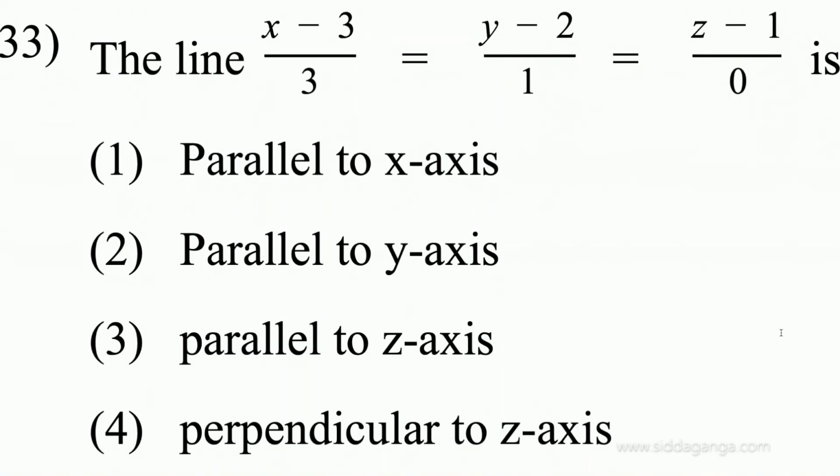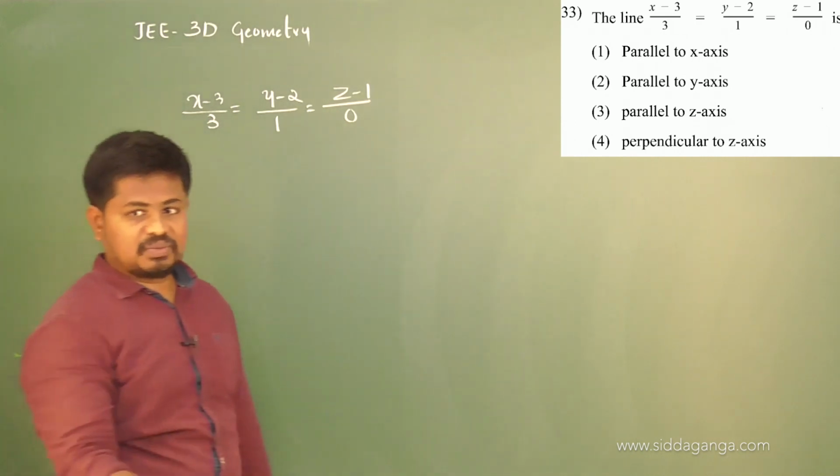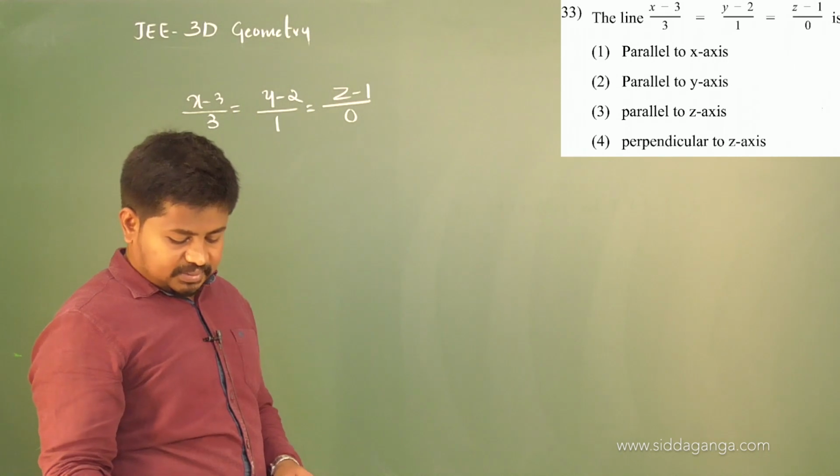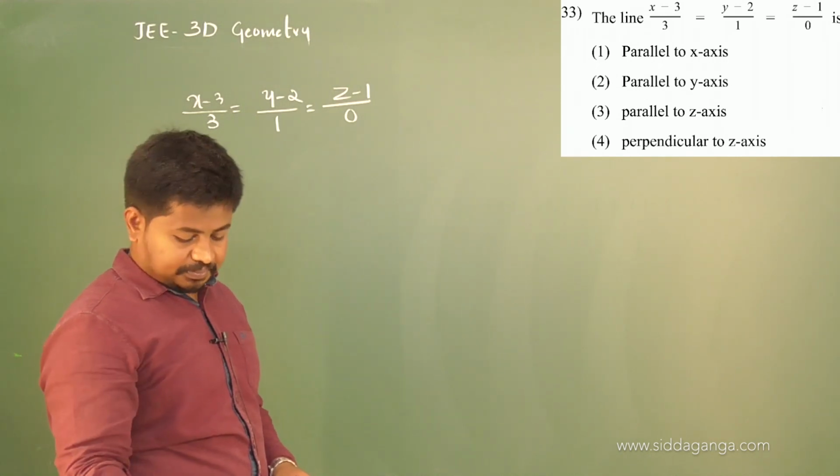Okay, let us move to question number 33. The line x minus 3 by 3 equal to y minus 2 by 1 equal to z minus 1 by 0 is what among the 4 options? Parallel to x axis, parallel to y axis, parallel to z axis, and perpendicular to z axis.